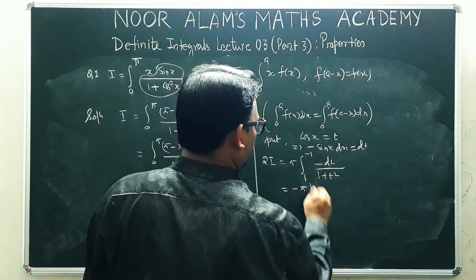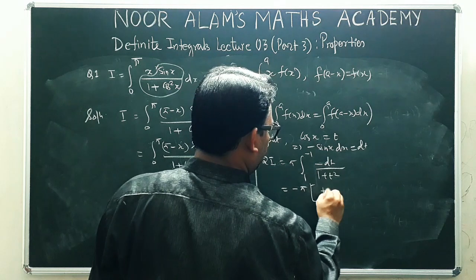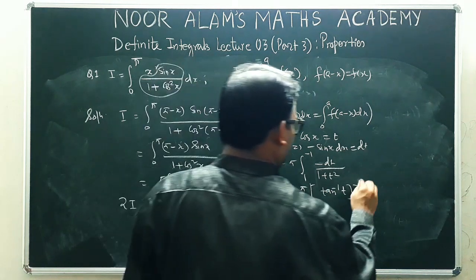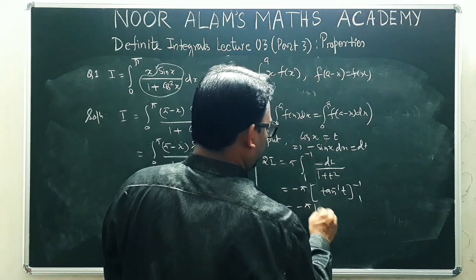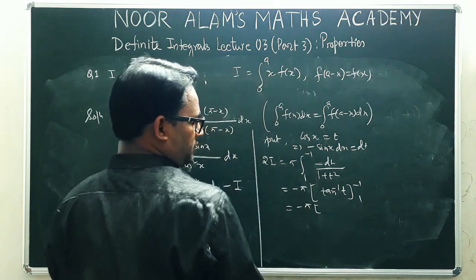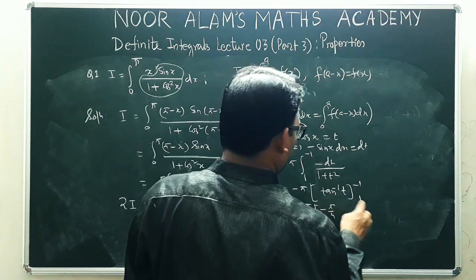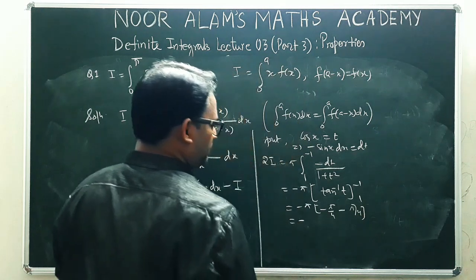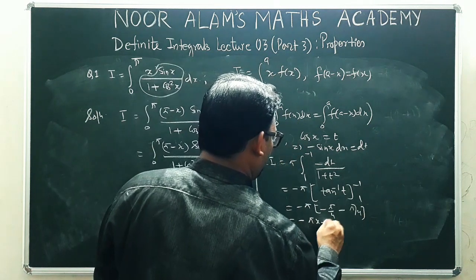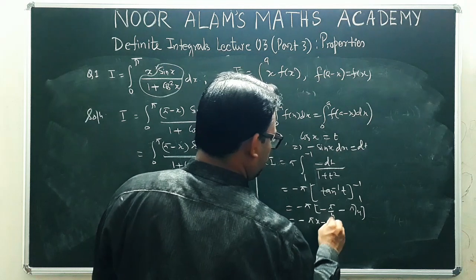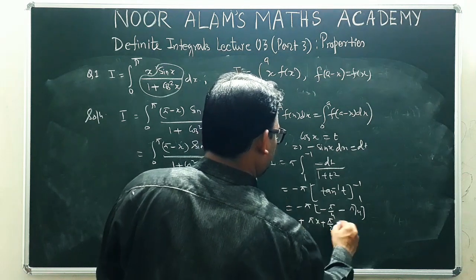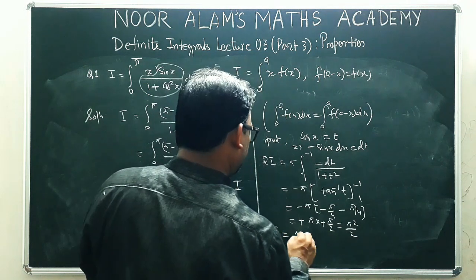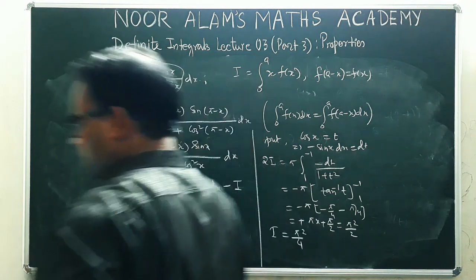Now dt by 1 plus t square is nothing but tan inverse of t. The limits are from 1 to minus 1, with minus pi outside. When you put minus 1, you get tan inverse of minus 1, which is minus pi by 4. If you put 1, you get pi by 4. So the result is minus pi times minus 2 pi by 4, that means minus pi by 2. Minus times minus is plus, so ultimately you get pi square by 2. So 2I is this, therefore I value is pi square by 4.